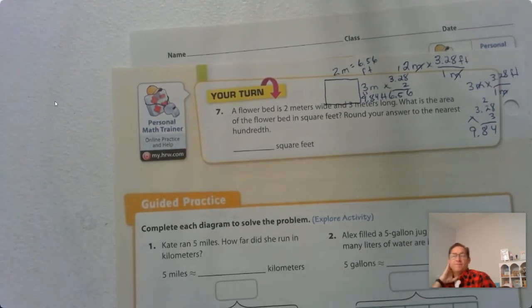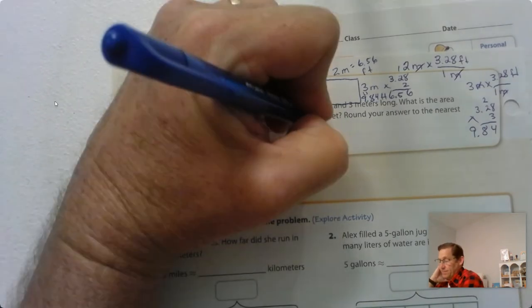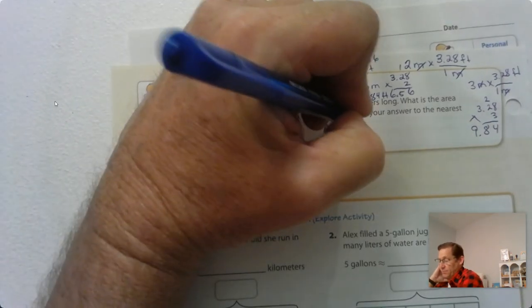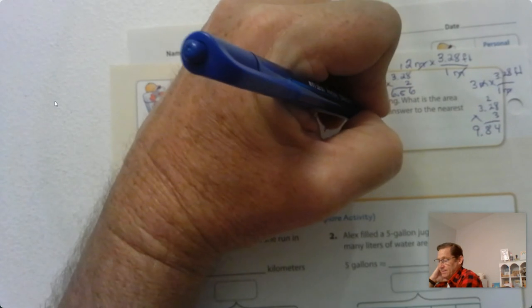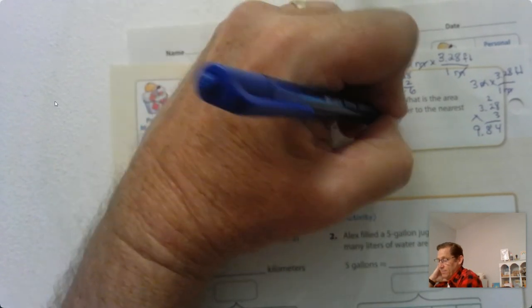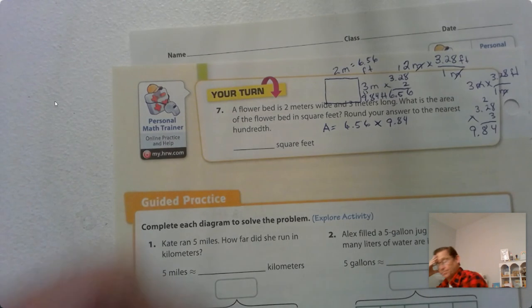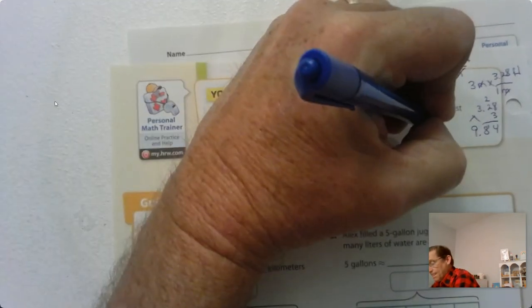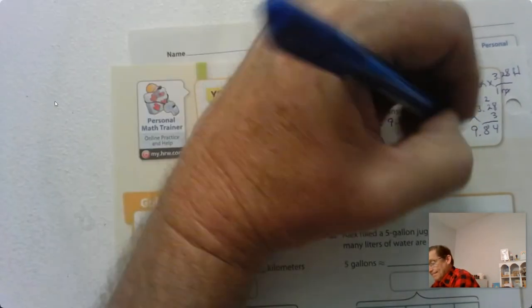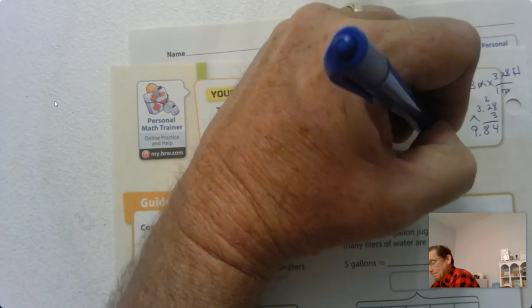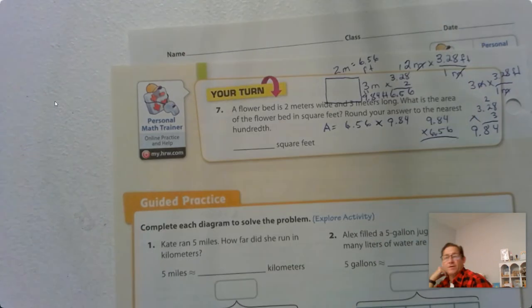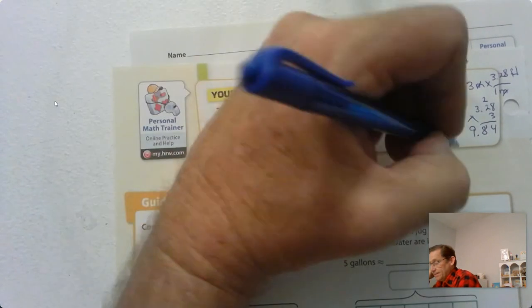All right, so now we can find the area in square feet. 6.56 times 9.84. Okay, we're going to ignore the decimal points until the very end. So multiply it out.